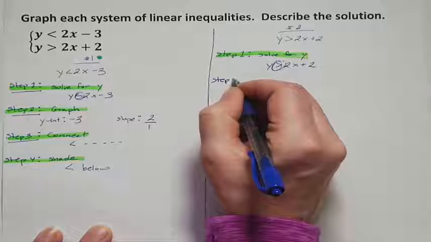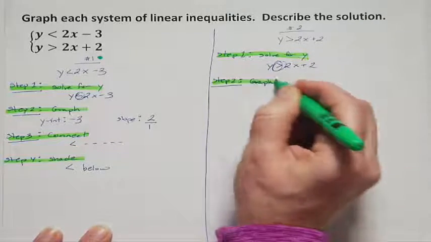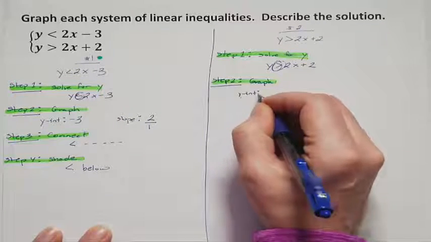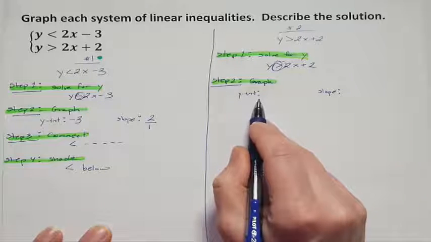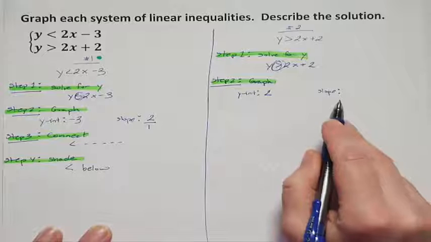So step number 2, what are all these special important details we need to know so that we can actually graph this line? Which means I need to know my y-intercept and I need to know my slope. My y-intercept is the b. It's the lonely number without any letter, the positive 2. My slope is the number stuck to x.